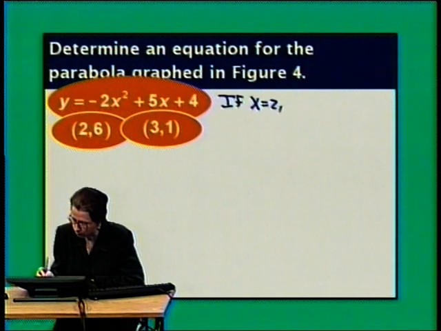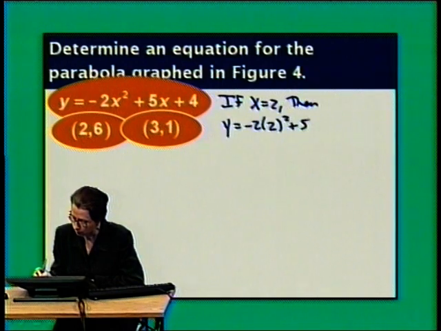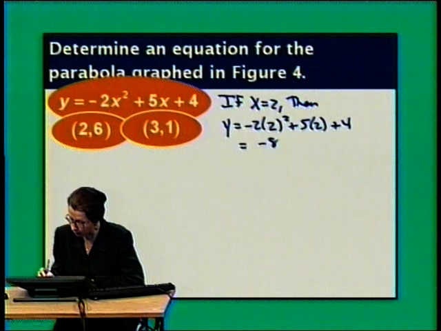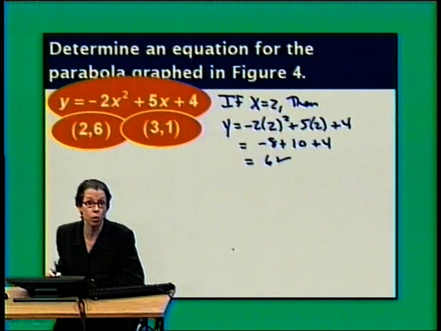So if x equals 2, then y equals -2 times 2 squared plus 5 times 2 plus 4. So let's see, I have -2 times 4, that's -8, plus 10, plus 4, which is indeed 6. So the ordered pair 2, 6 satisfies our equation.